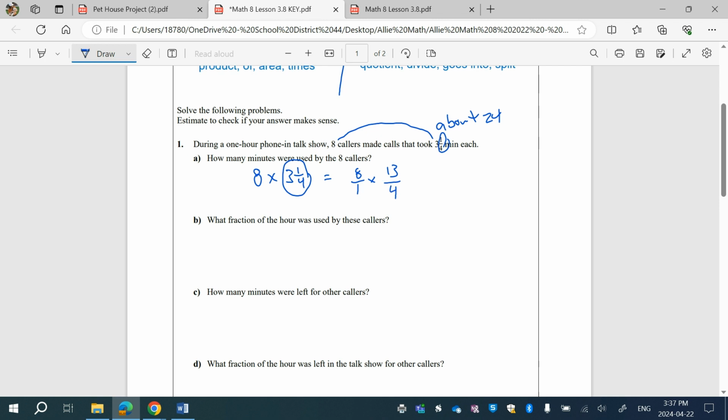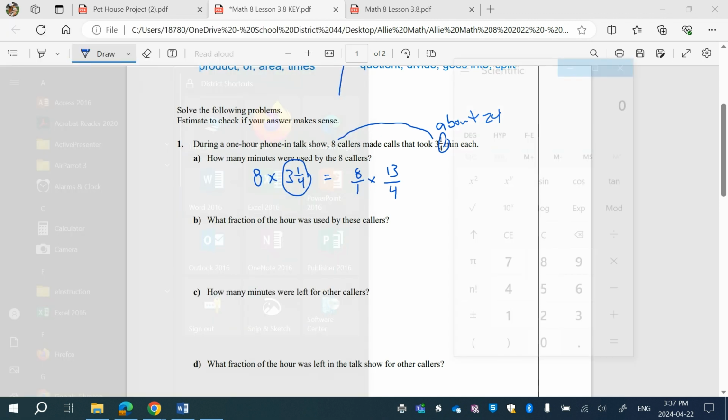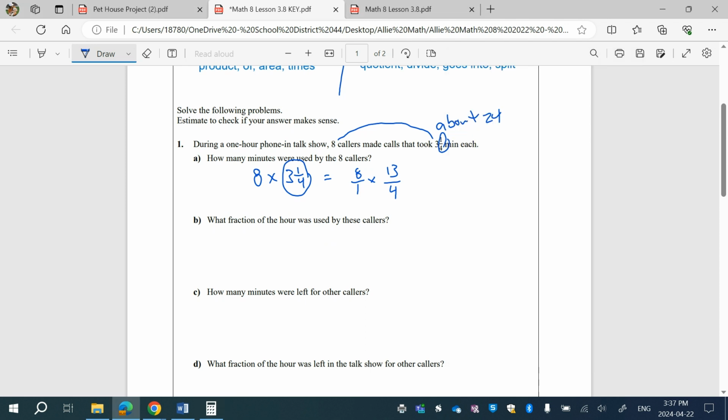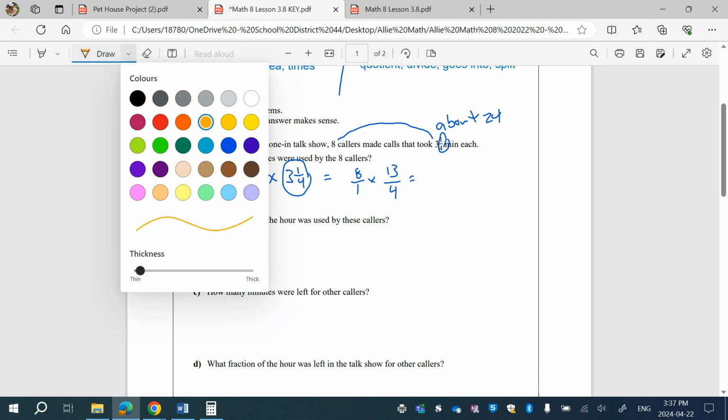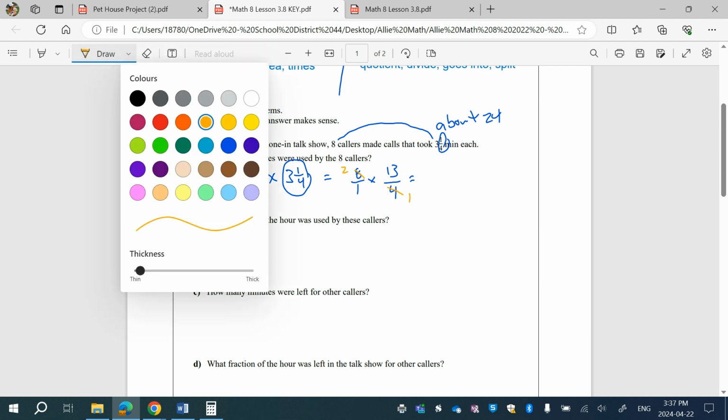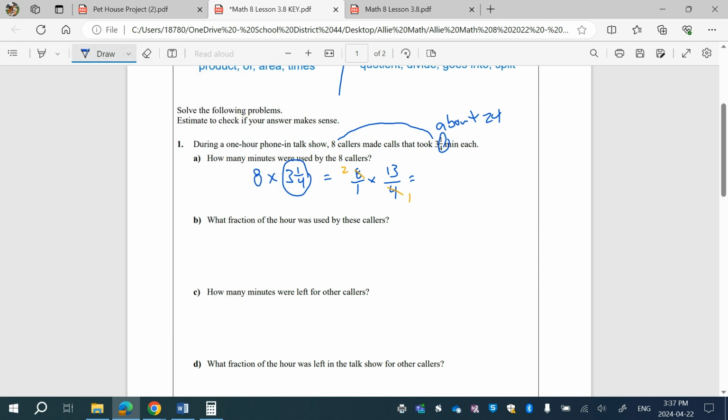Then I'm going to multiply the tops. 8 times 13 equals 104. I also could have cross reduced. Let's do that. So 4 can go into 4 once, and 4 can go into 8 twice. There we go. That's way more manageable. Now, 2 times 13 is 26, and 1 times 1 is 1. So 26 minutes.